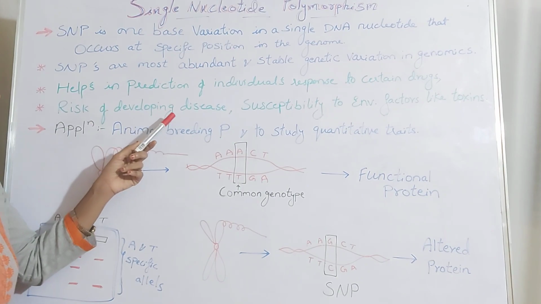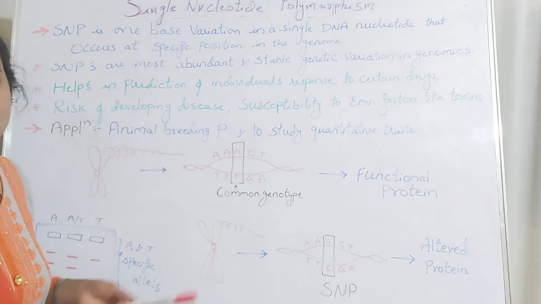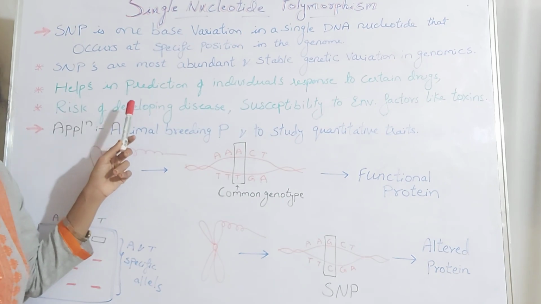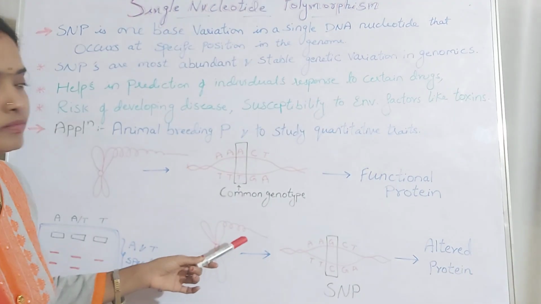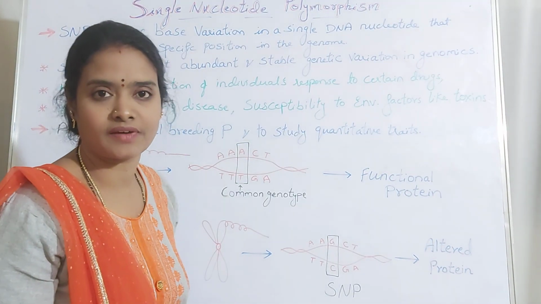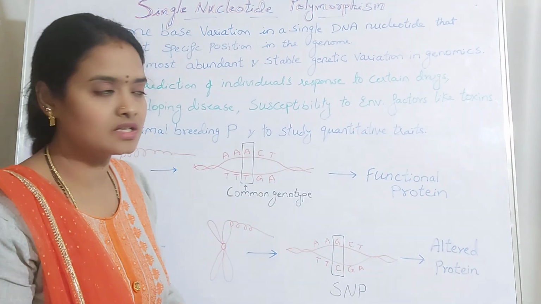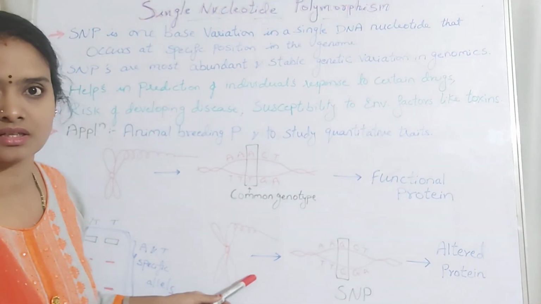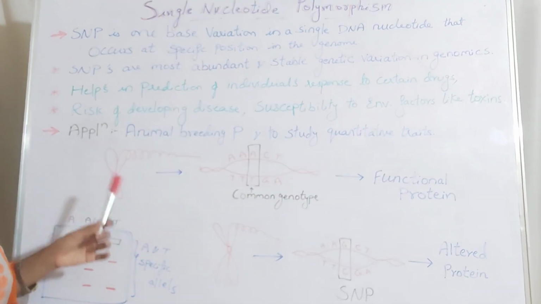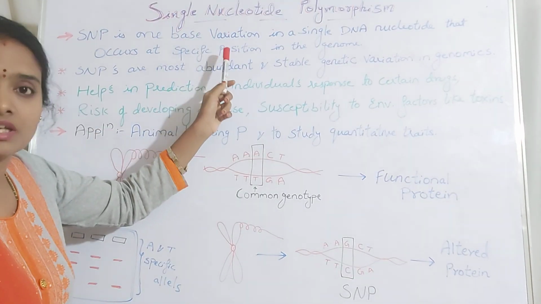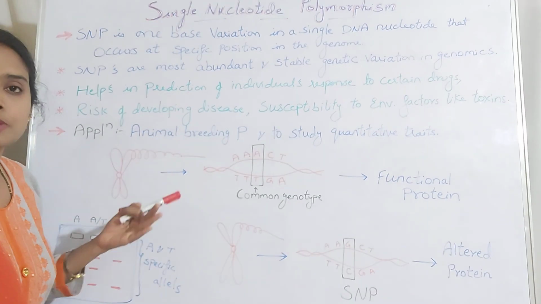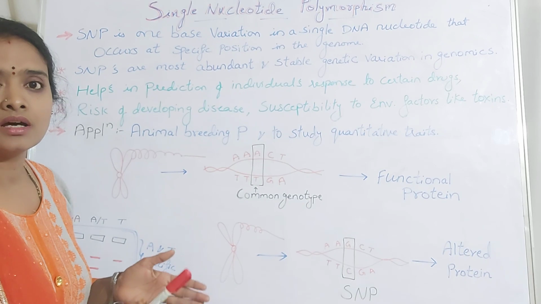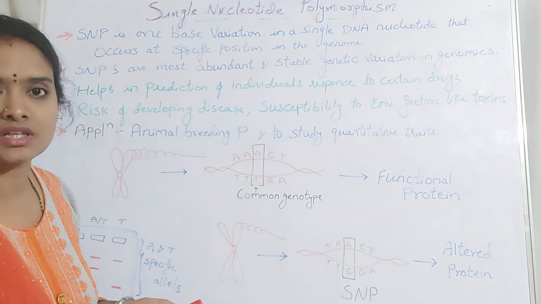So when there is some variation in some nucleotide or in some bases, even the animals which are having the risk of developing diseases can also be known, right? Then there is susceptibility to environmental factors such as toxins and all. So if there is any toxin or food poisoning occurring, even that we can know by using this simple technique. So this forms a very important technique, and the main application is that SNP plays a very important role in animal breeding programs, right? So in order to know whether the animals are of superior quality or inferior quality, that can be revealed.